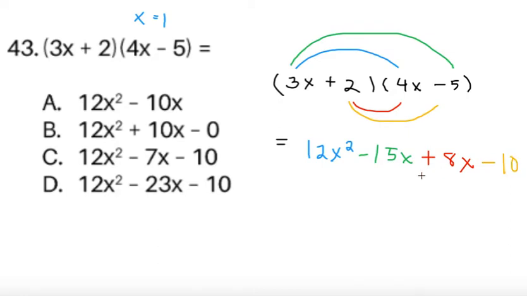And all we're left to do is to simplify. 12x squared is just 12x squared. What we really have to work with is this minus 15x plus 8x. So negative 15x plus 8x, that gives us negative 7x as a result. And then the minus 10, we just copy. So just comparing this with our answers, it must be choice C. So choice C is our answer.